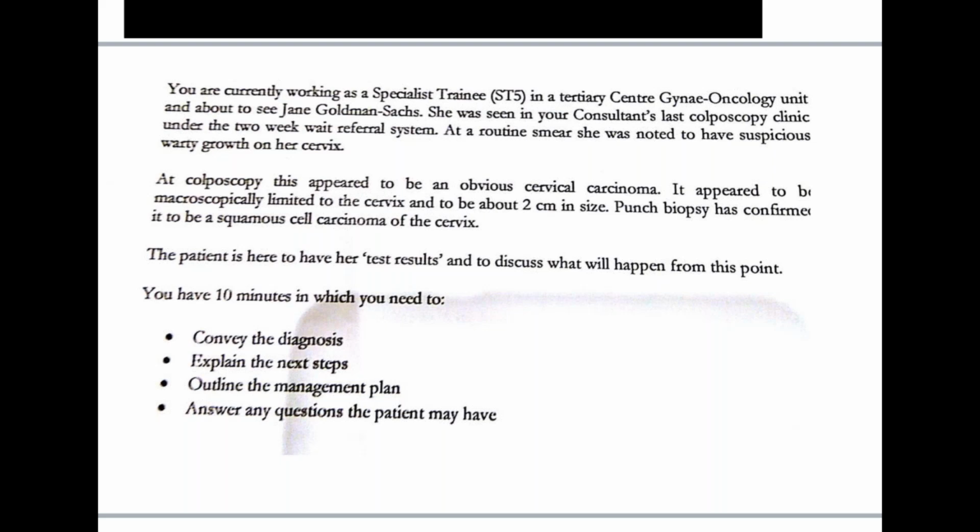You need to ask about her menstrual cycle. Is it regular or not? Is there any intermenstrual bleeding? And what about if she's sexually active? What about intercourse? Is there any postcoital bleeding or not? And ask about the risk factors.